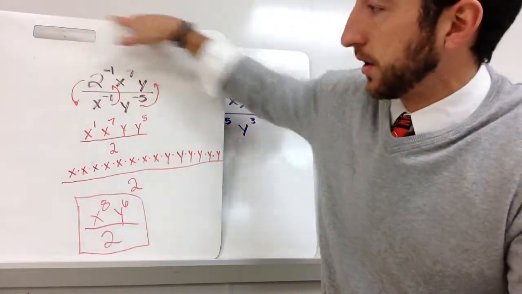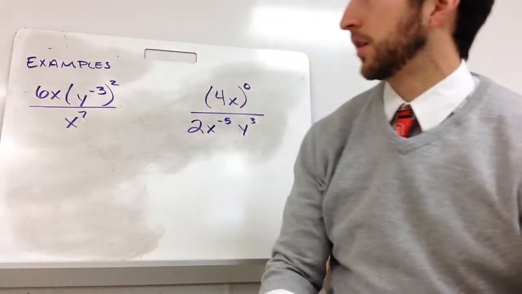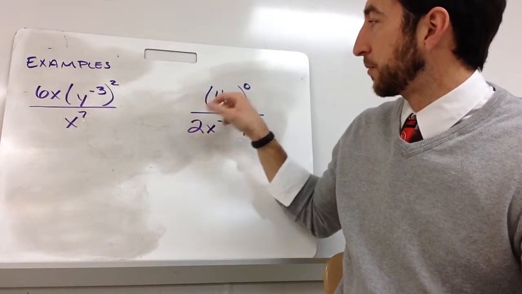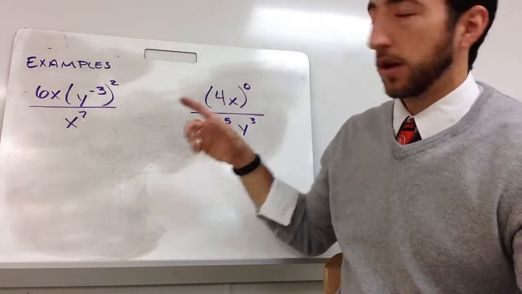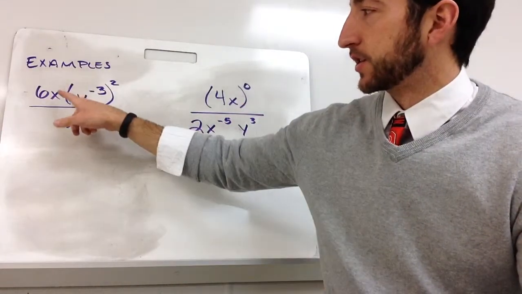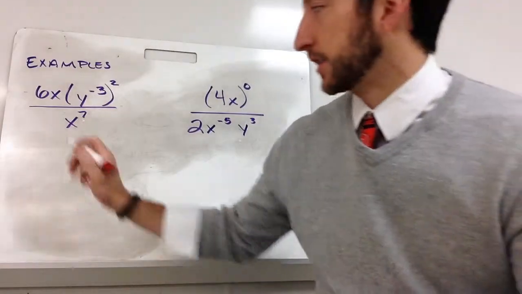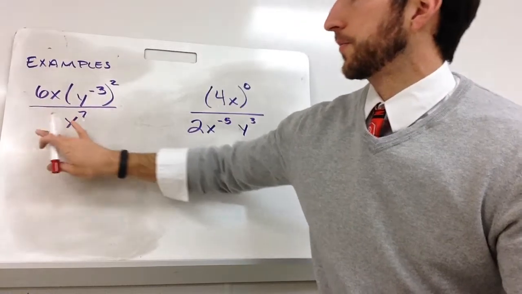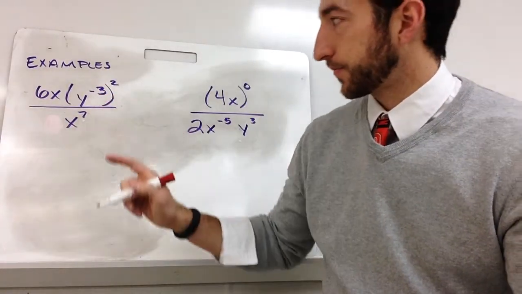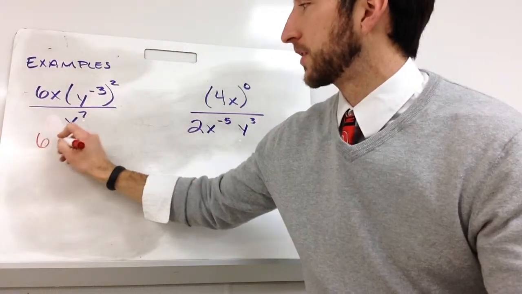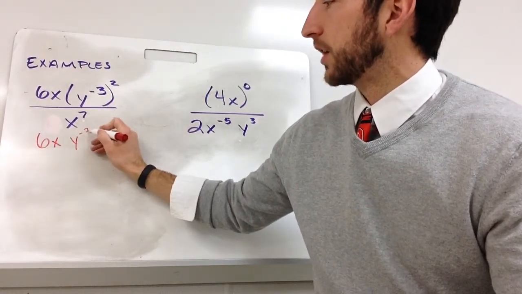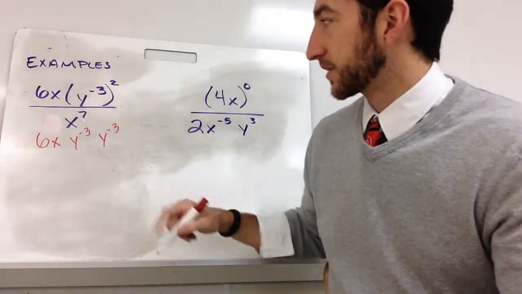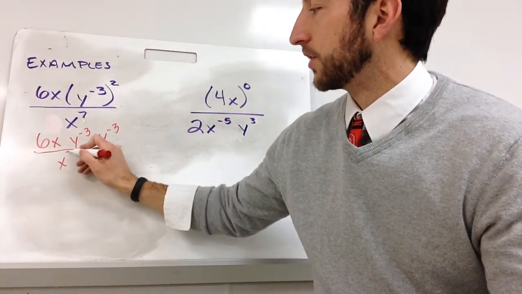So I got 2 more examples. These start to get a little bit more difficult. Now we're involving parentheses. So whenever you have a parentheses, that means the exponent goes to everything that's inside of it. Whereas before, if I just had an exponent, like for instance, if I had a 2 out here, the 7 would only go to the x, it does not go to the 2. Alright, so what this becomes is, if I list that out, that's going to be 6x, and I'm going to have y to the negative 3 times y to the negative 3, because it's squared, so that means I'm multiplying it by itself twice. And then that's all going to be divided by x to the 7th.